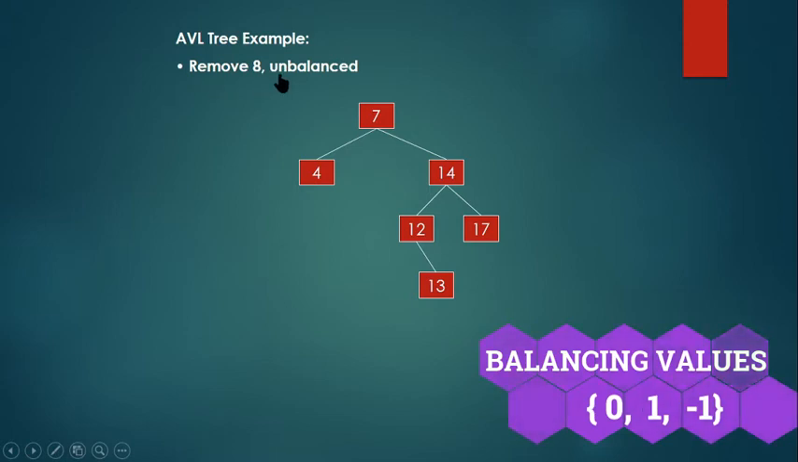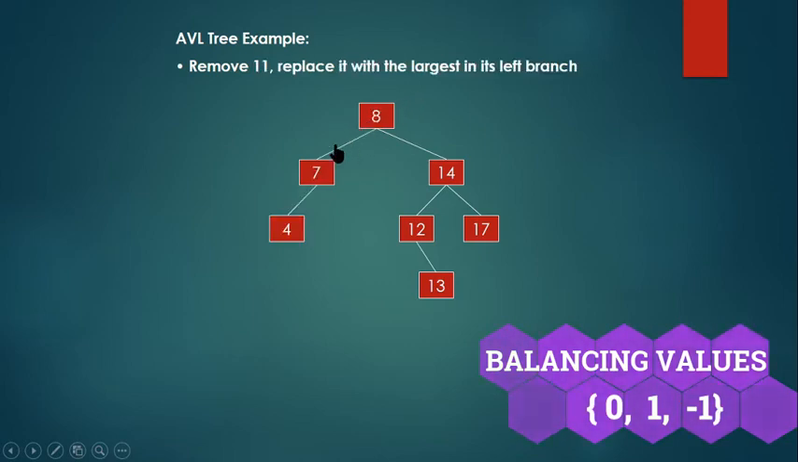Now remove 8. If I remove 8, again look at the largest one, we have 7. So 7 will be placed here. Now we didn't check the balance factor over here. So when I remove 11, 8 comes here, isn't it? So 8 is replaced. Now look for the balancing factor. 2 minus 3, the highest one is 3. So 2 minus 3 is minus 1, it's a balanced one.